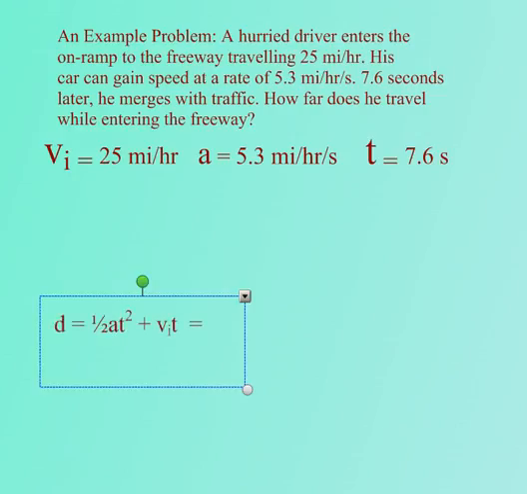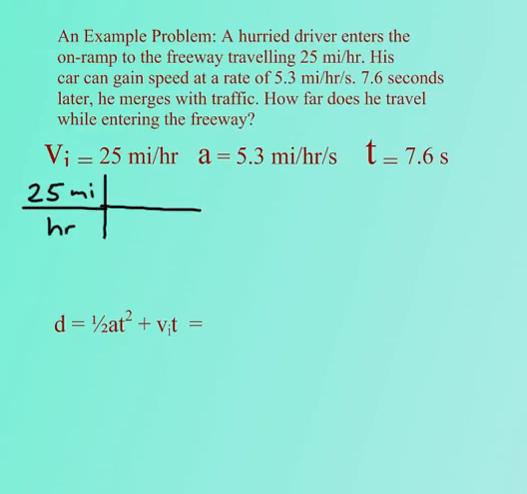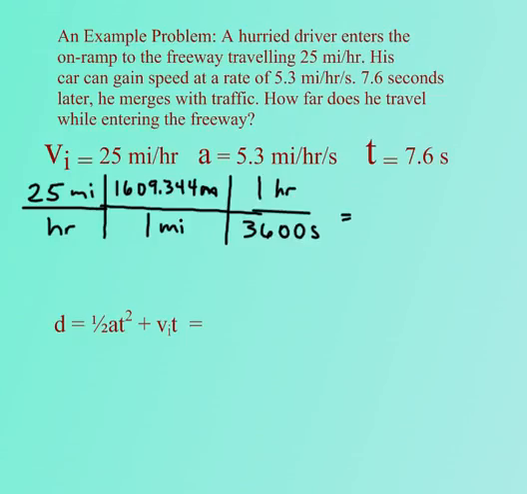You'd be right to pick out the equation D equals 1/2 AT squared plus VIT. But before you started, in order to get unit agreement, you'd need to change the 25 miles per hour. If you multiplied that by 1,609.344 meters per 1 mile, and then by 1 hour for every 3,600 seconds, you'd get a speed in meters per second.